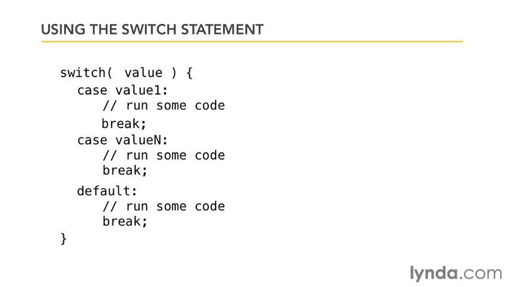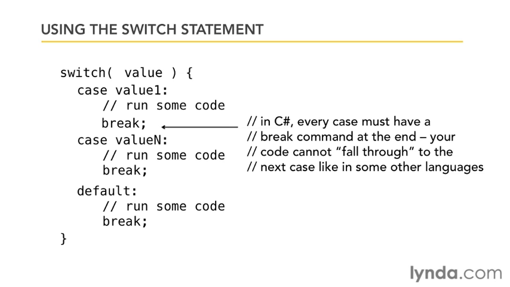Now, if you're coming from some other languages like C or Objective-C, for example, they let you do things like this. You can take that break statement out, in which case, when value 1 or value n are met, the code will run. And in the case of value 1, the code for value 1 will run as well as the code for value n because there's no break statement in there to stop it. Now, this is not legal in C sharp. In C sharp, every case has to have a break command at the end. Your code can't fall through to the next case like in some other languages.